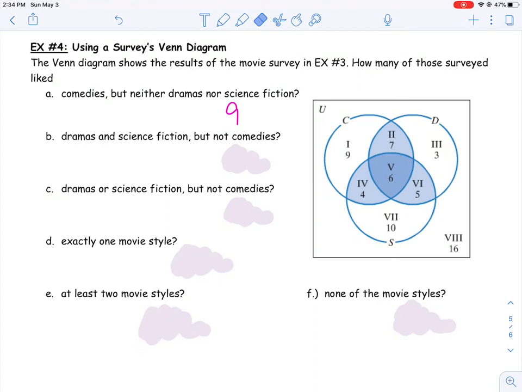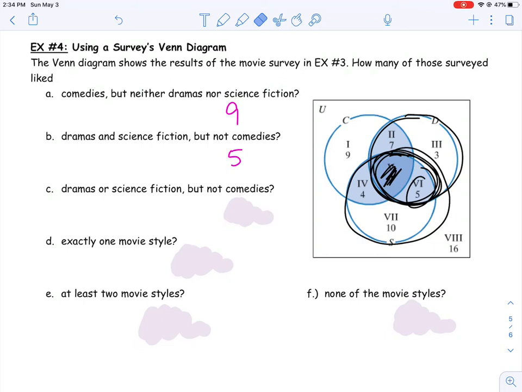All right. How many people like dramas and science fiction, but not comedies? Dramas and science fiction. So that's the overlap right here, right? But not comedies. Get rid of that. So did you say 5? Perfect.